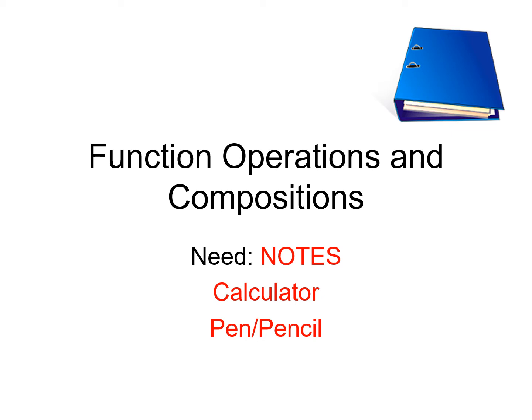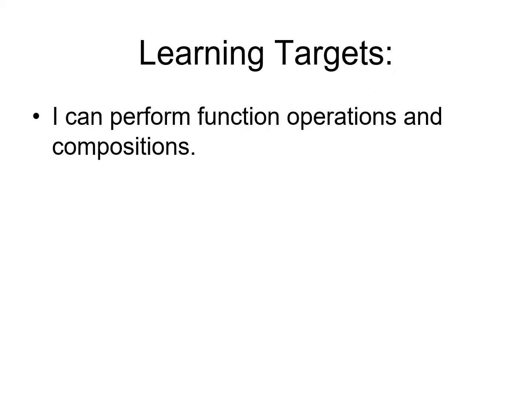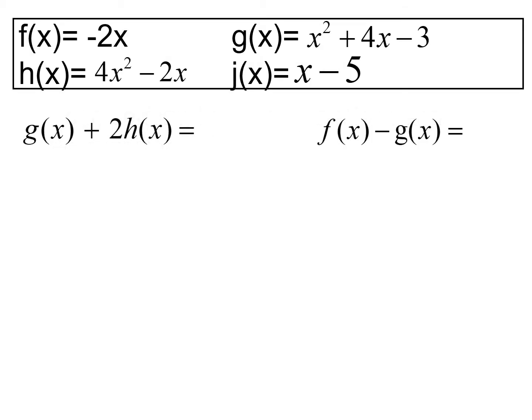Function operations and compositions. So a composition of functions occurs when we take a series of functions, perform some sort of operation on those functions, and then we get either a new function out, or we can get a solution depending upon what we input. I'll show you what I mean. Let's consider this first example.